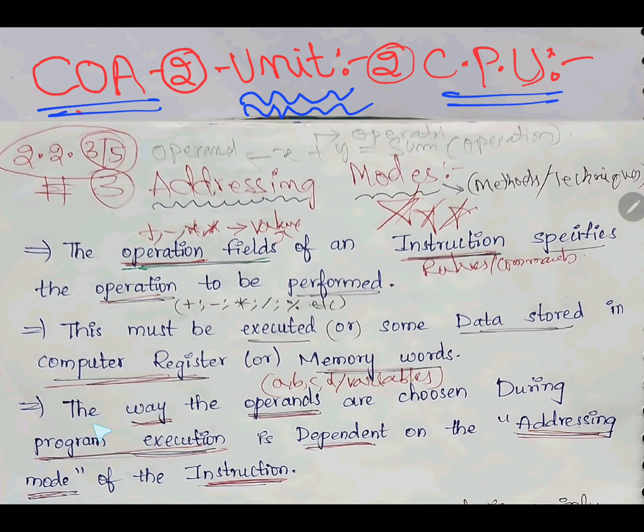Very simply, I will explain it easily. The way the operands are chosen during program execution is dependent on the addressing modes of the instruction. The operands, meaning the variables and values, are chosen first, and then we perform the operation, and then we perform some programs and software outside. So program execution depends on the addressing modes, right?